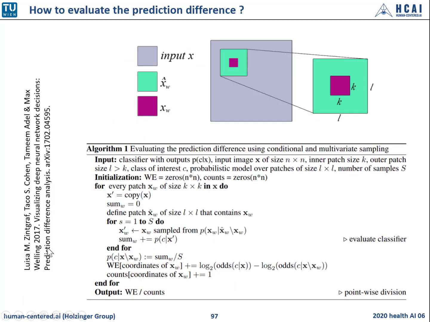So here you see the algorithm, a sample illustration of the procedure in algorithm 1 here. Given the input image x, we select every possible patch x_w in a sliding window fashion of size k times k and place a larger patch of x_w, index w, of size l around it. And then we can conditionally sample x_w by conditioning on the surrounding patch x-hat_w.